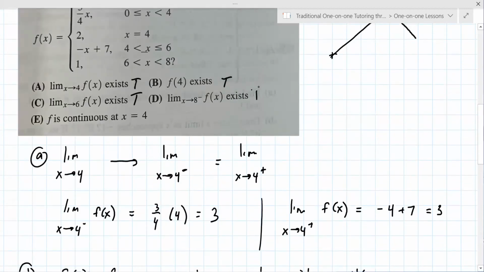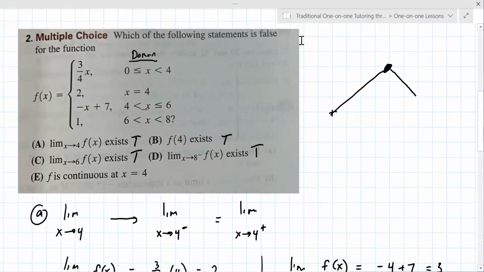Okay, so now for the last one, part E: f is continuous at x equals 4. We probably should have done that after A. This graph over here is meant to represent the origin. 3/4 x is this right here, and this part is the minus x plus 7. Wouldn't minus x plus 7 be going down because it's a negative slope? It is. That's this part right here. Okay, but when x is 4, 1, 2, 3, 4, the y value is 2.